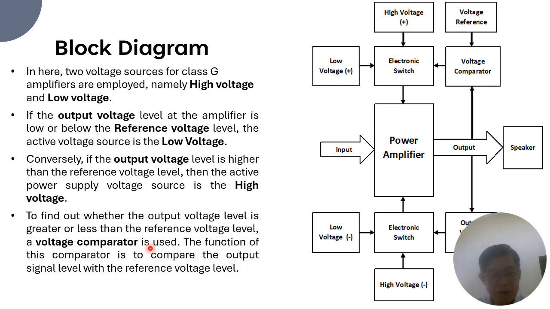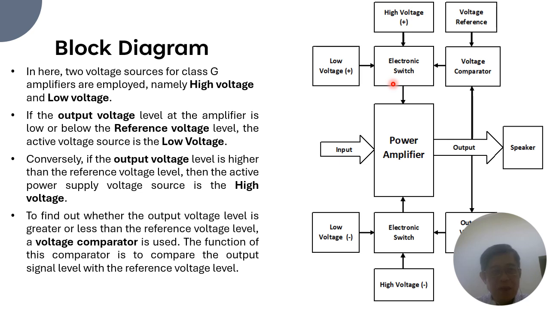To find out whether the output voltage level is greater or less than the reference voltage level, a voltage comparator is used. The function of this comparator is to compare the output signal level with the reference voltage level. The comparator will trigger the electronic switch. If the output signal level is greater than the reference level, then the electronic switch will link the power supply to the high voltage source, and vice versa, so that the power supply is adjusted to the suitable level.